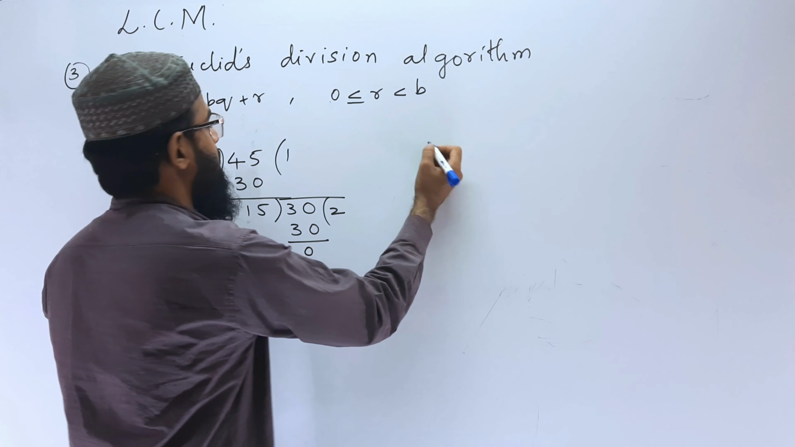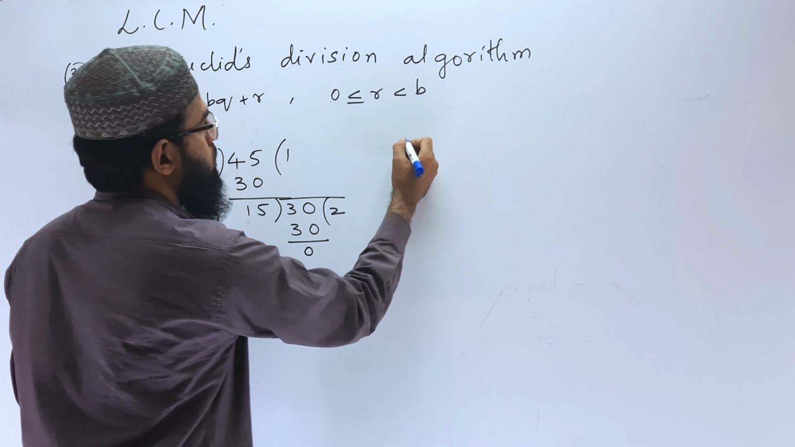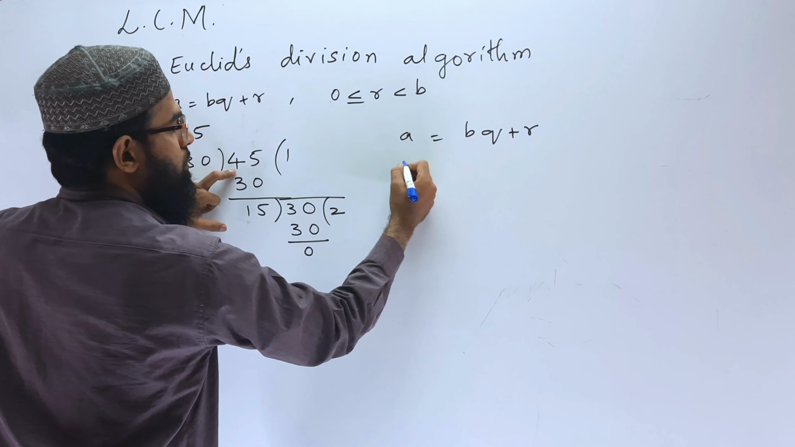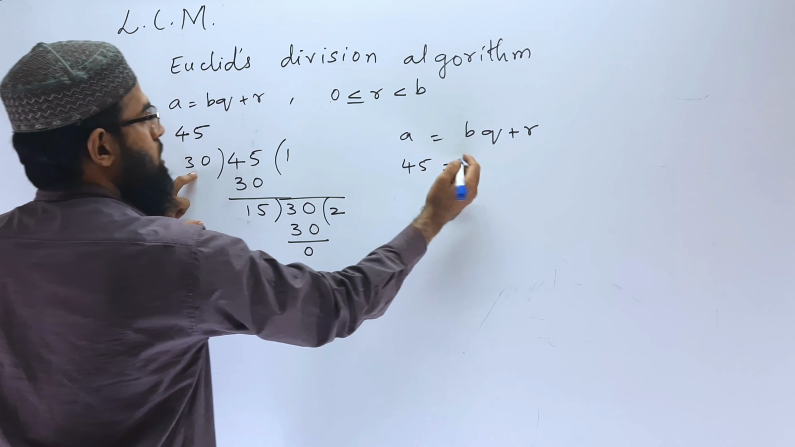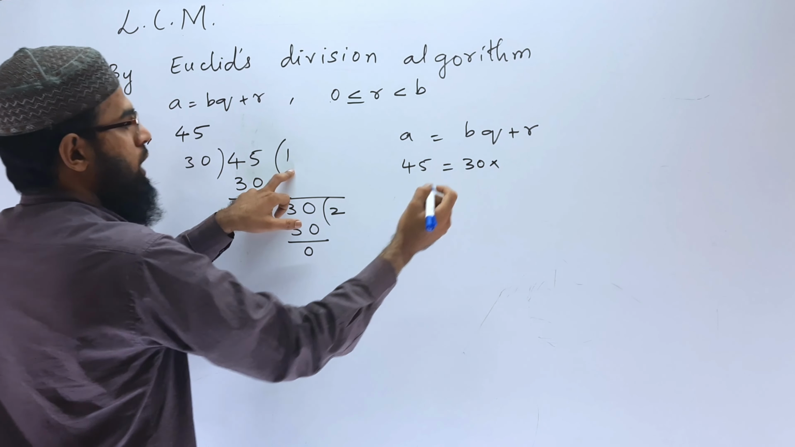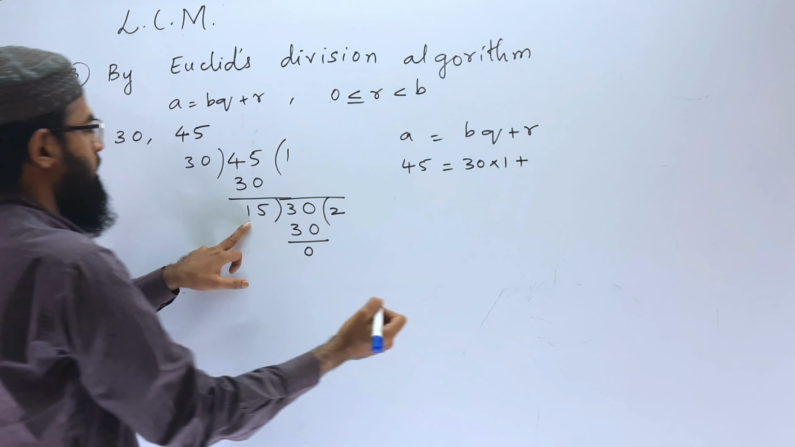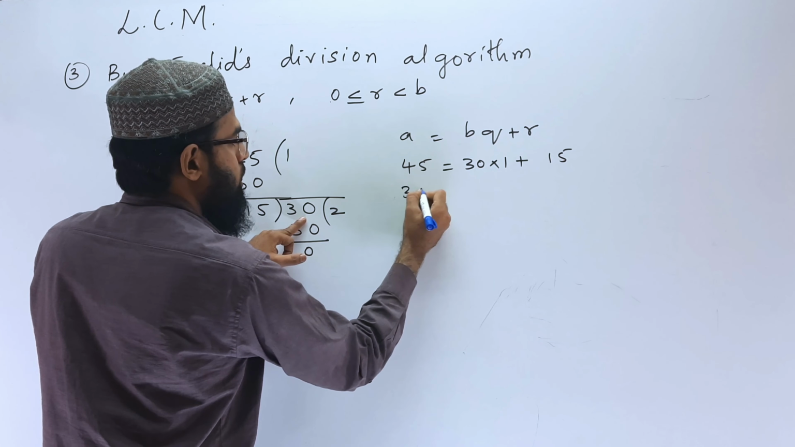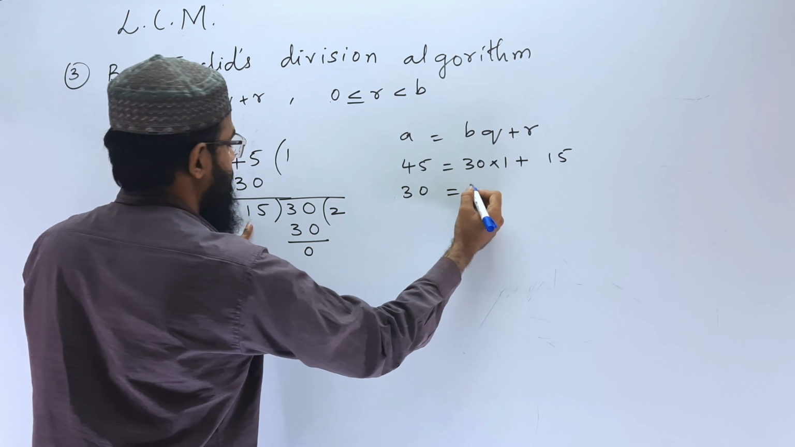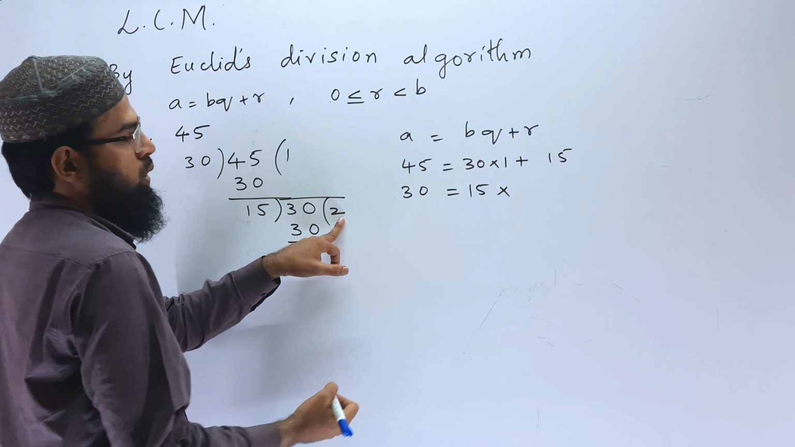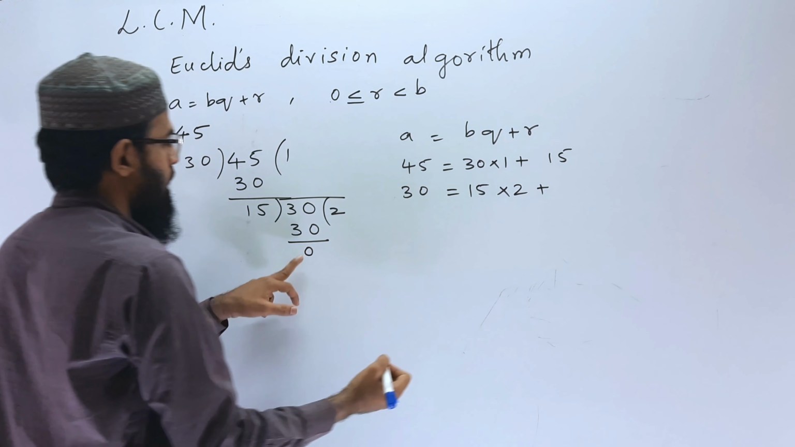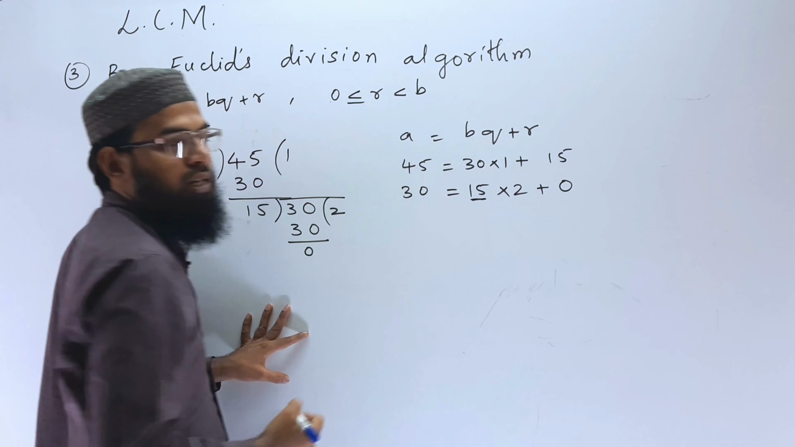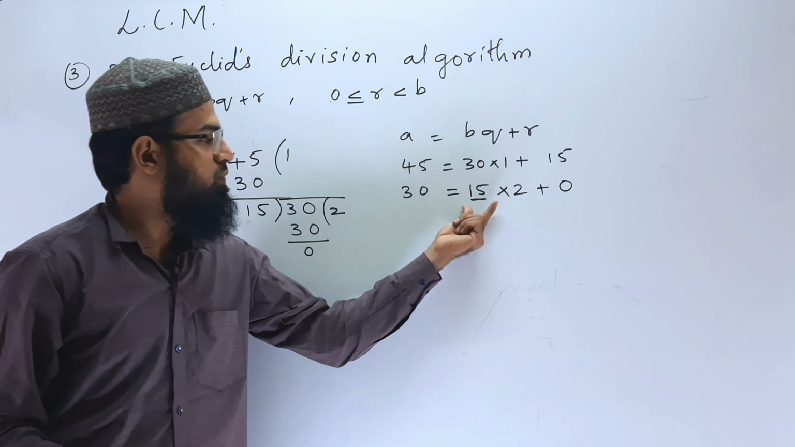For this, we will write like this. This will be the A. So A equals BQ plus R. So A is 45, B is 30 and Q is 1. The remainder is 15. Next again, this will be the A: 30, B is 15, Q is 2, plus R, R is 0. So here the HCF, the highest common factor, is 15.